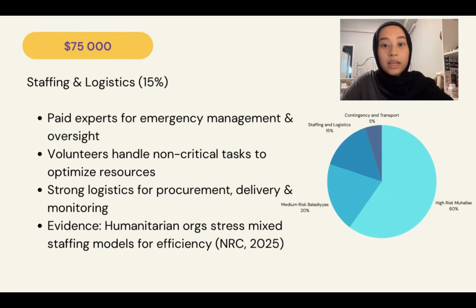Then, 15% or $75,000 is allocated for staffing and logistics. We'll hire paid experts for emergency management and oversight, while volunteers support less critical tasks to maximize efficiency. This mixed staffing model is backed by NRC evidence, which emphasizes balanced teams for operational effectiveness in displacement crisis.